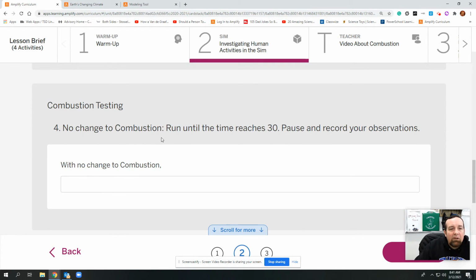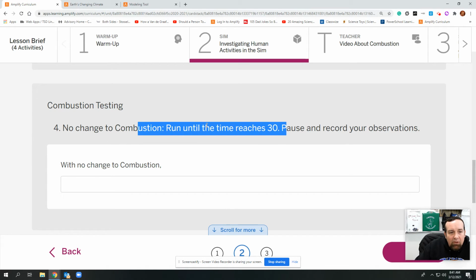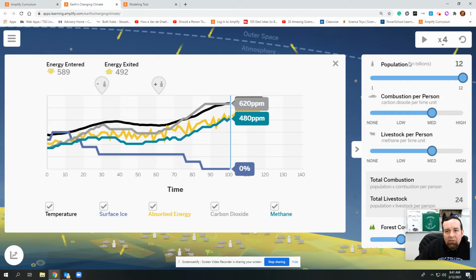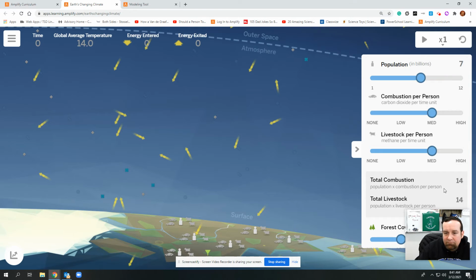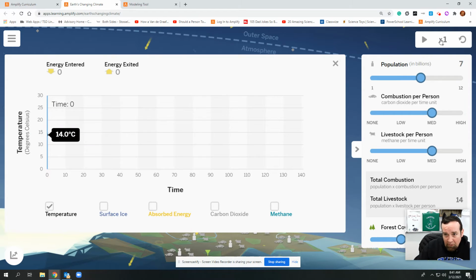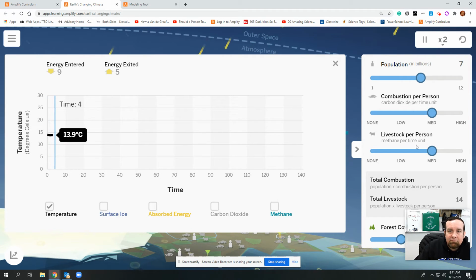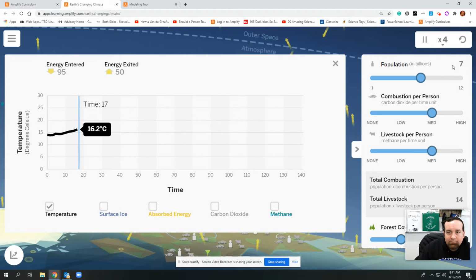And now we're going to go on to the next part. So it looks like we do need to reset the sim now. And we're going to focus on combustion. So we're going to reset it. And we're going to do no change to combustion. We're going to turn on our graph. We're going to run it for 30. Speed things up a little bit.